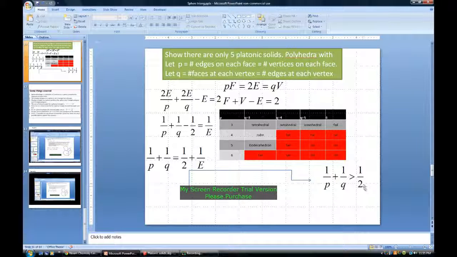That's basically the algebraic proof for why there can only be 5 platonic solids. I just want to throw that in there as one last final application for the Euler characteristic for polyhedra in three-dimensional space.